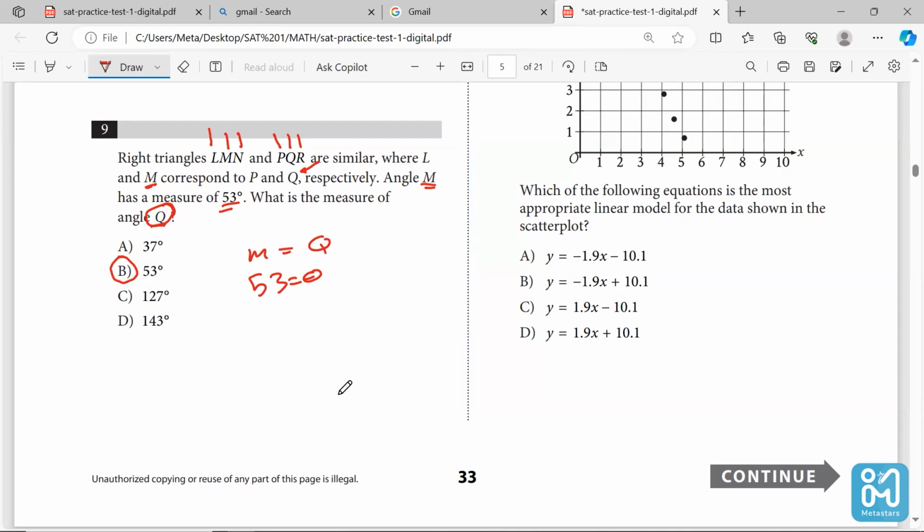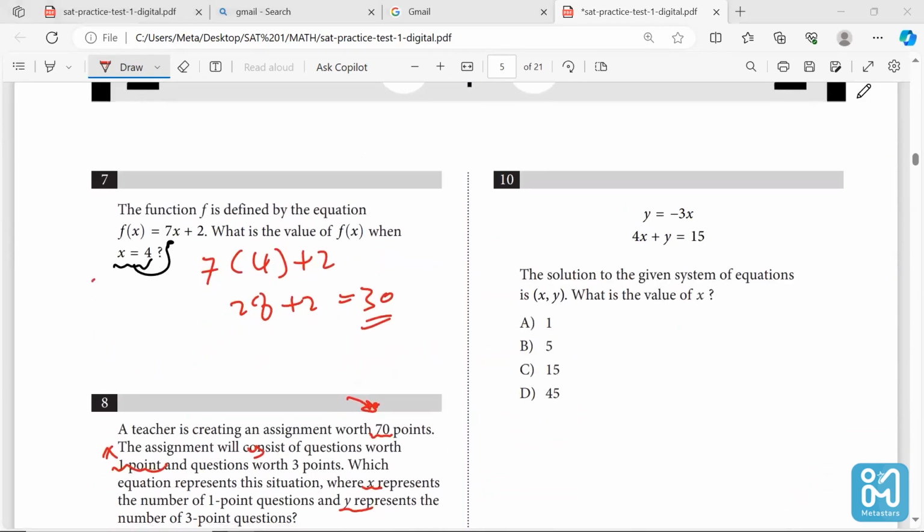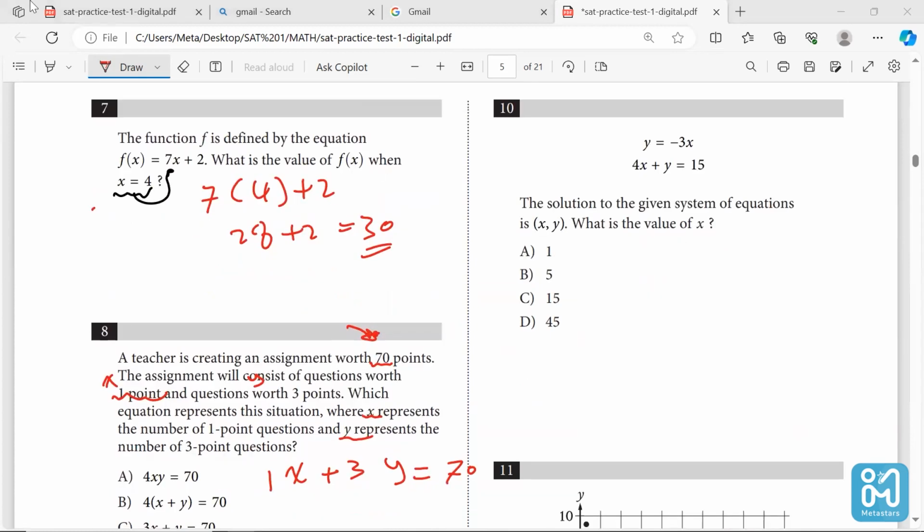Okay. Let's go back to the top here and talk about question 10. Now I have a linear system: y equals minus 3x and 4x plus y equals 15. What is the value of x? Now I will take this one. Let's use the calculator for this one.